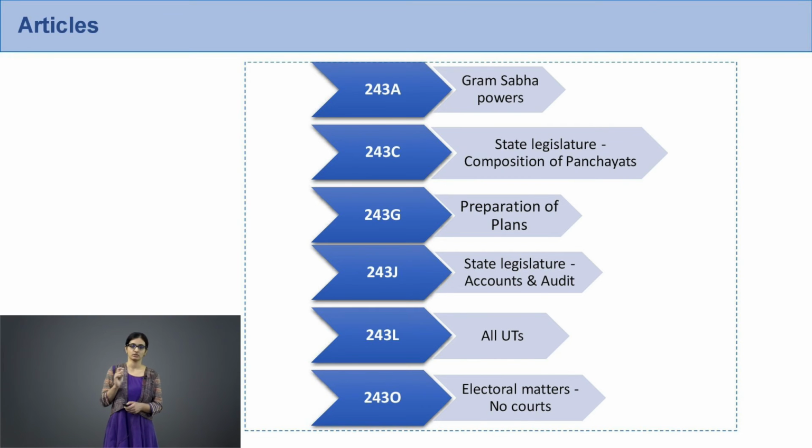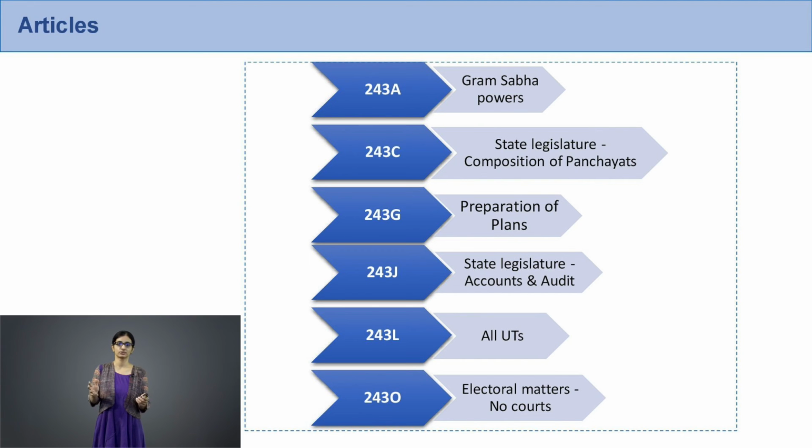Article 243G mandates the preparation of plans in order to deliver economic development and social justice, the preparation of the Gram Panchayat development plan, and to deliver schemes or programs for the same objectives. Article 243J, the legislature of a state is empowered to make provisions with respect to the maintenance and auditing of accounts of the panchayats. Article 243L provisions that Part 9 of the Constitution should also apply for the union territories.